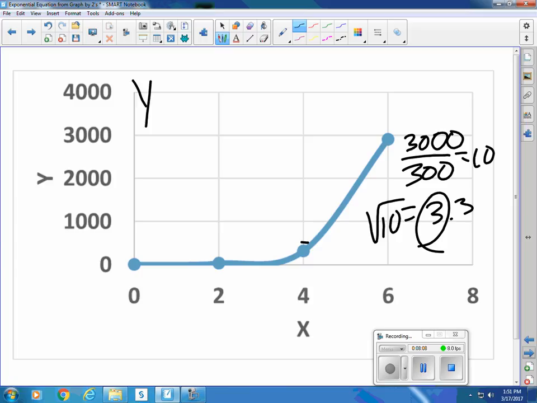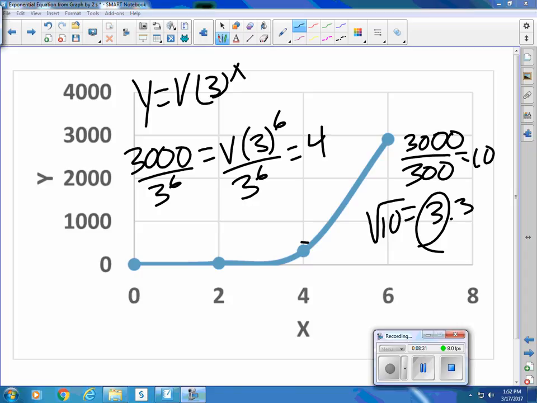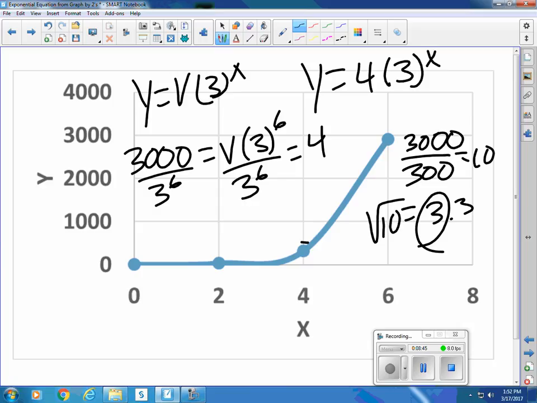So we know y equals some starting value times 3 raised to the x. And if I choose a value of 3,000, even though that's not exact, it'll still work. Some starting value times 3 to the 6th. Divide by 3 to the 6th. Calculator says that's 4, closer to 4 than any other whole number. So the equation is this. Started at 4, tripled every time that it increased.